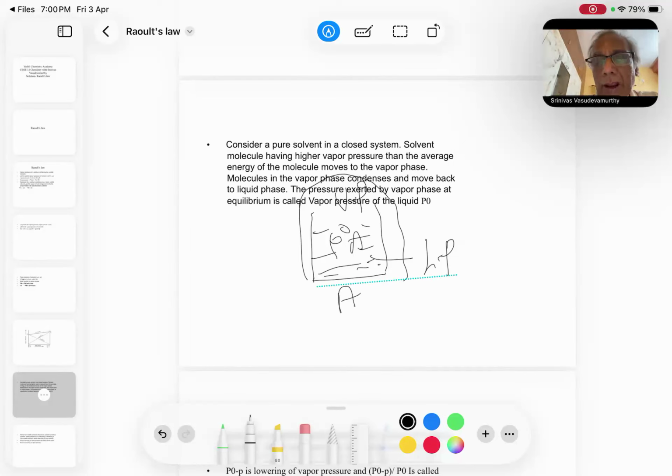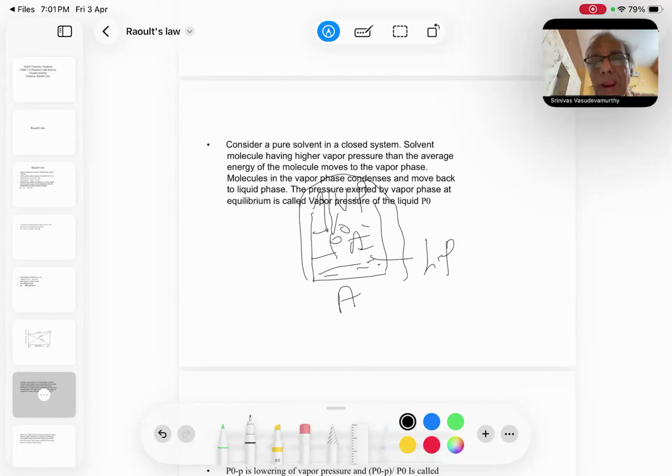Now, in the liquid phase, the molecules have got different kinetic energy. I look at the average kinetic energy of the molecules. The molecules which have kinetic energy higher than the average kinetic energy evaporate and move to the vapor phase here. That is called evaporation or vaporization. Then after some time, molecules in the vapor phase condense and move back to the liquid phase, that's called condensation. So evaporation and condensation take place simultaneously.